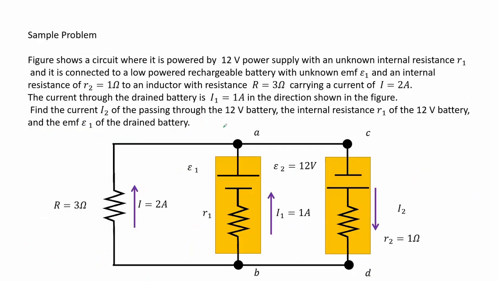Sample problem. The figure shows a circuit powered by a 12 volts power supply with an unknown internal resistance, and it is connected to a low-powered rechargeable battery with unknown EMF and an internal resistance of 1 ohm, to an inductor with resistance 3 ohms carrying a current of 2 amperes. The current through the drained battery is 1 ampere in the direction shown in the figure. Find the current passing through the 12 volts battery, the internal resistance of the 12 volts battery, and the EMF of the drained battery.